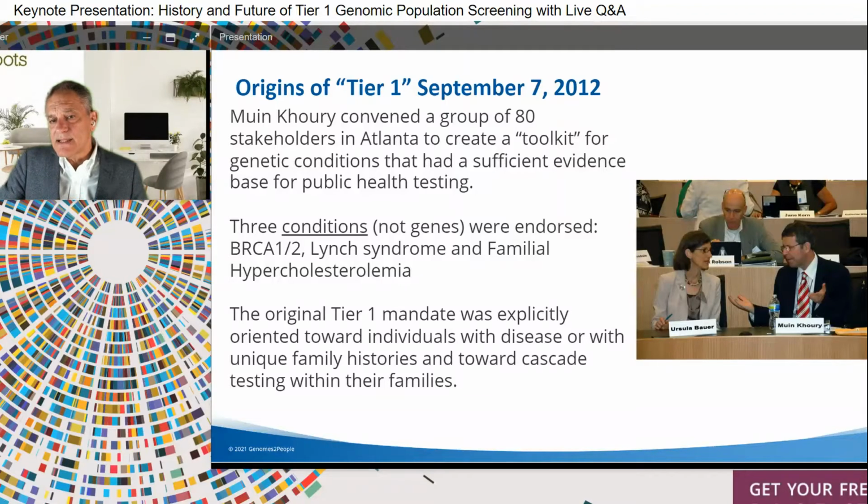Again, this tier 1 designation was explicitly oriented toward individuals either with disease, you're an individual with early heart disease, or with young breast cancer, or with early colorectal cancer, or an individual who had a big family history, or somebody in the family who already had a testing.